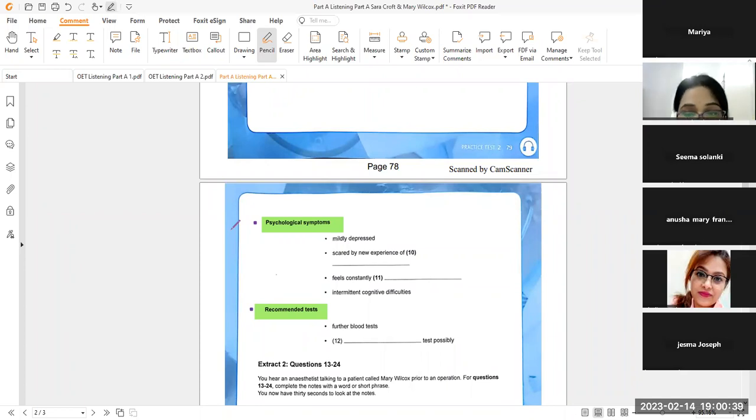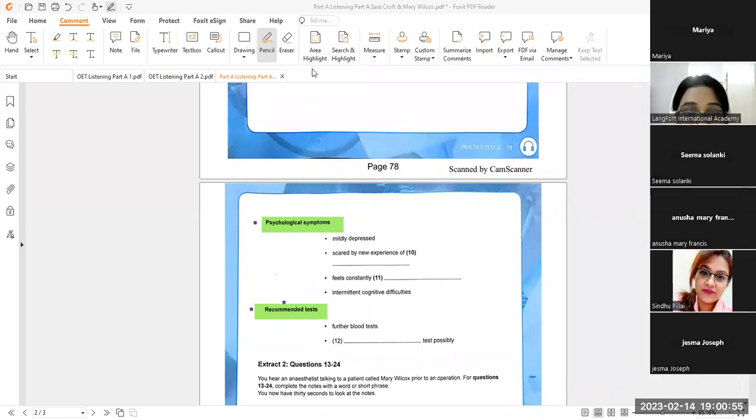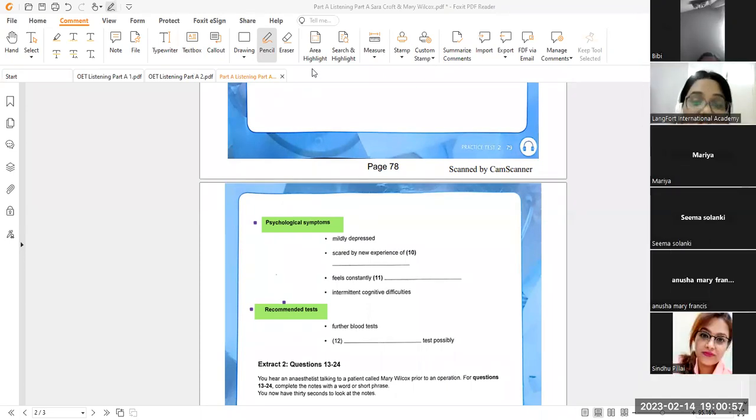Then the final last heading, can you read that once again? Recommended tests. When you say recommended tests, are they talking about past tests or future tests? Future tests. What tests are recommended for the patient in the future?